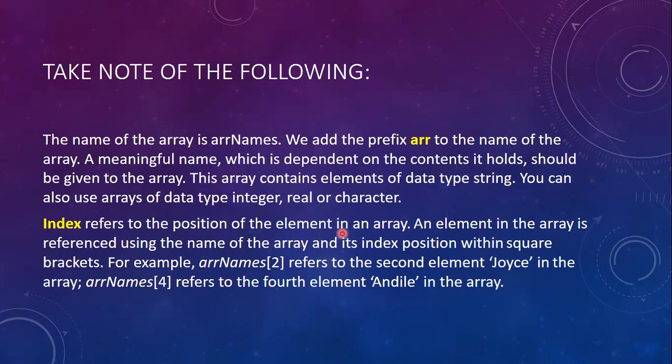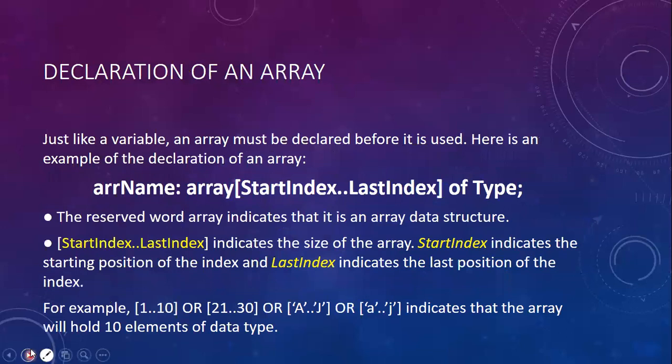Okay. An element in the array is referenced using the name of the array and its index position within square brackets. For example, R names 2 would refer to the second element, Joyce. R name 4 refers to the fourth element, Andile. Okay, so that's pretty standard. It's not too difficult to understand.